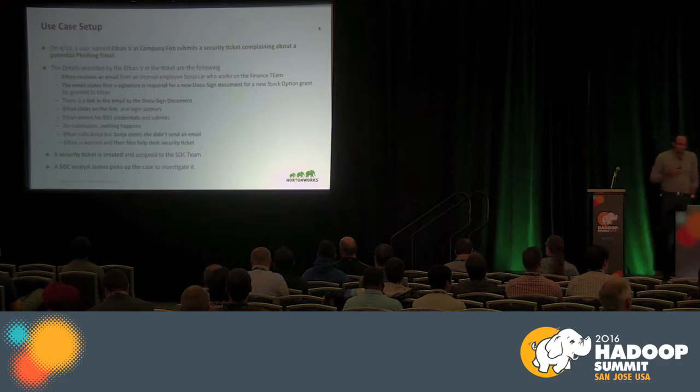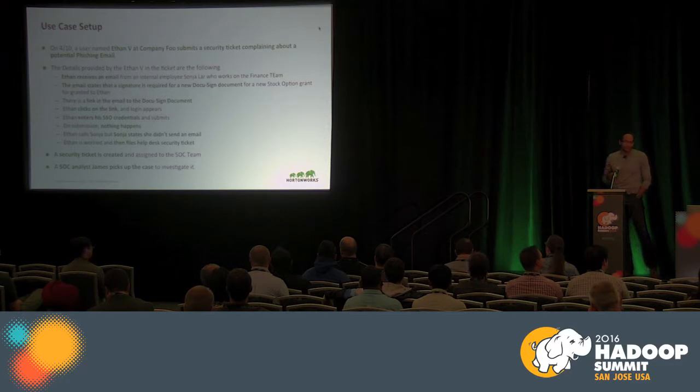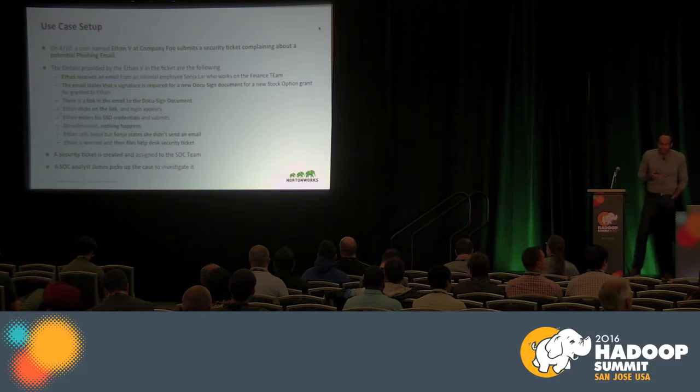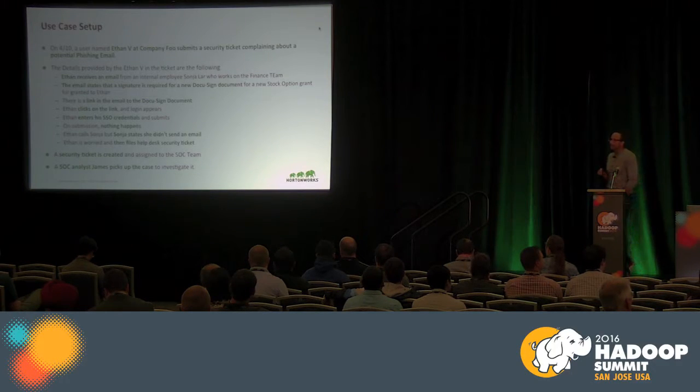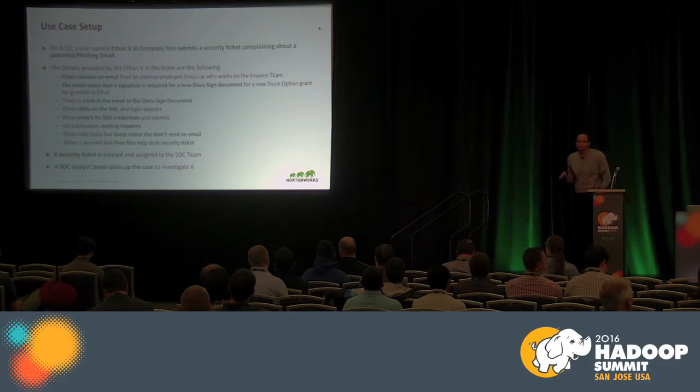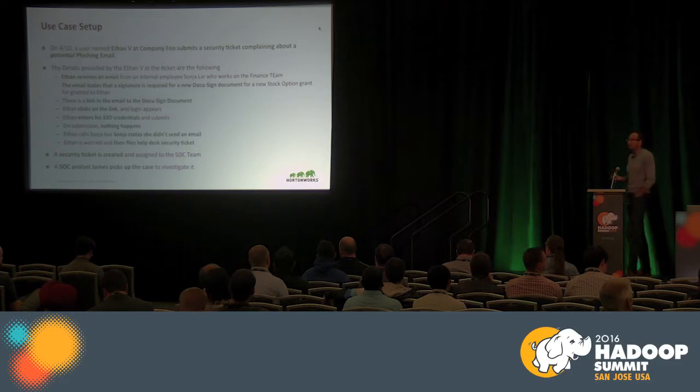Ethan gets an email from an internal employee, whose name is Sonja, who works on the finance team within the organization. And the email states that a signature is required for a new DocuSign document for a new stock option grant that's been granted to Ethan. Ethan's excited, so he clicks on the link. On that email, it takes him to essentially a single sign-on page. He enters his single sign-on credentials, submits it, then nothing happens, right? So Ethan says, oh, maybe the SSO is down or my DocuSign service is down.